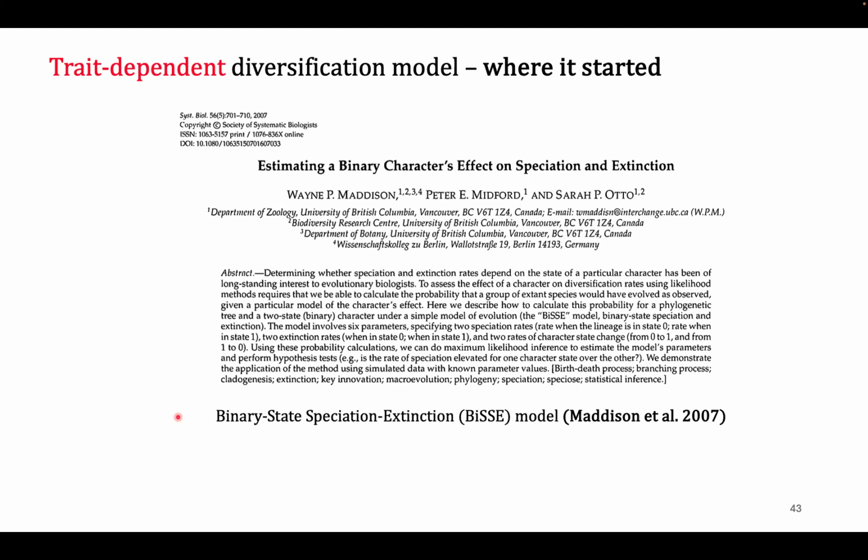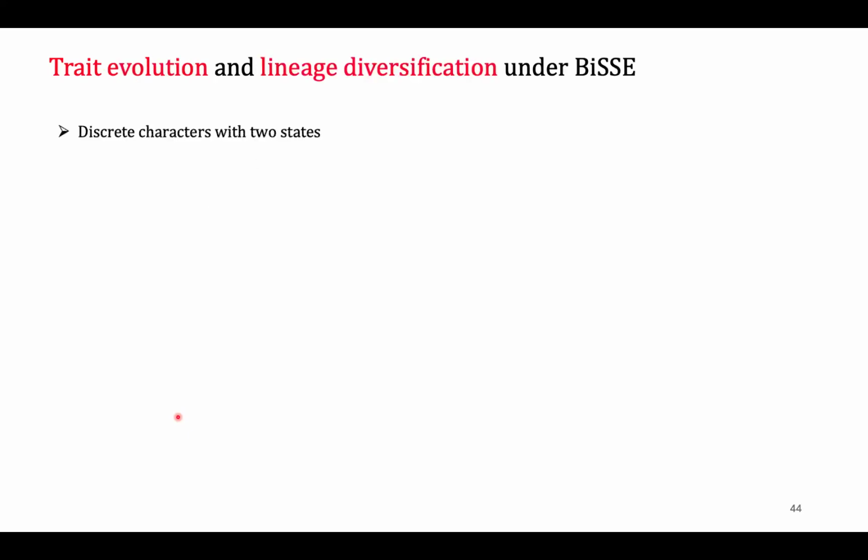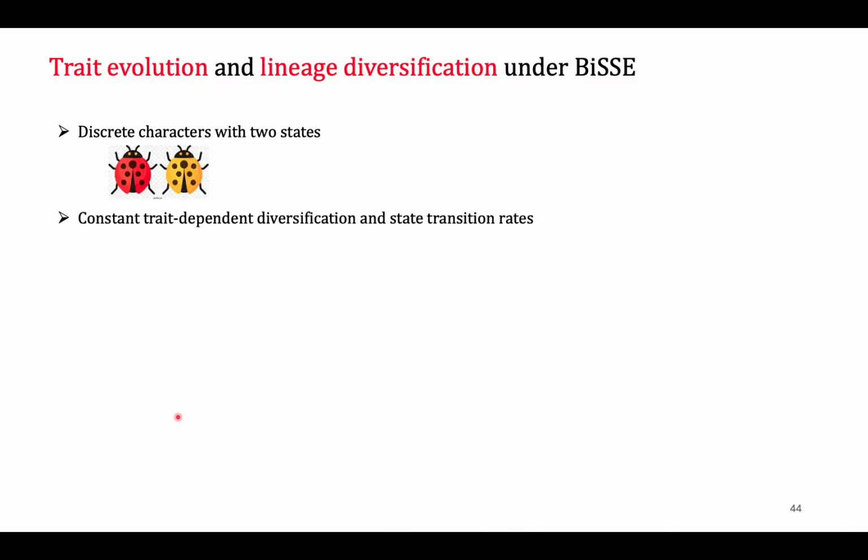This is a model from 2007. This is the binary state speciation and extinction model. I'll explain briefly what this model does in the next slide. Basically, you consider a species with discrete characters. This character could be, like I said, habitat types or a skin color, like the colors these geckos earlier have, or maybe a food preference, etc. Now, for each of these characters, you can only have two states. So maybe this blue colored gecko or yellow colored gecko, for example. I'm using beetles in this case.